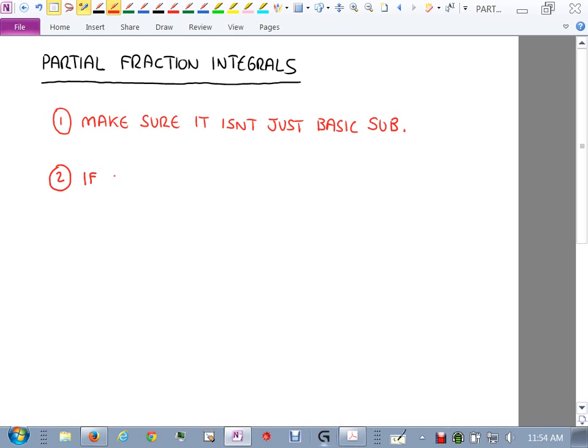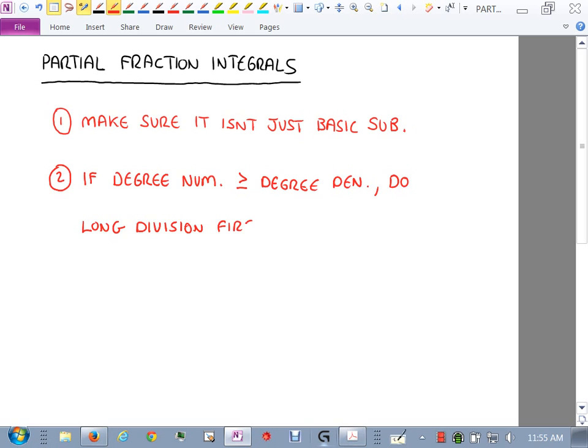if degree of the numerator, I'm going to say num, is greater than or equal to degree of the denominator, do long division first. Once you've done long division, you can move on to step 3. Or if there is no long division, you just move step 3.